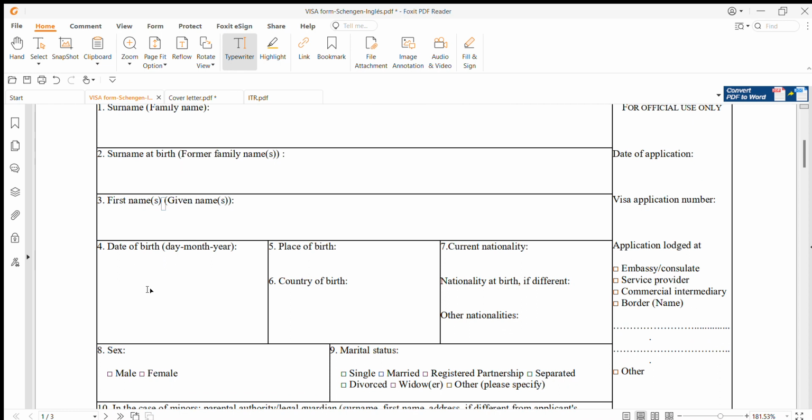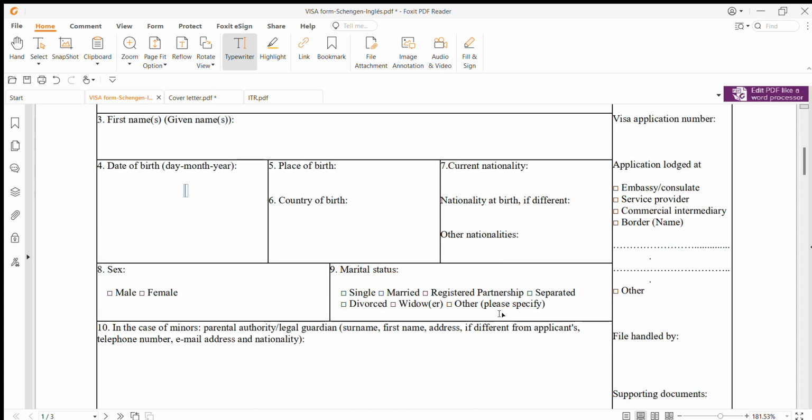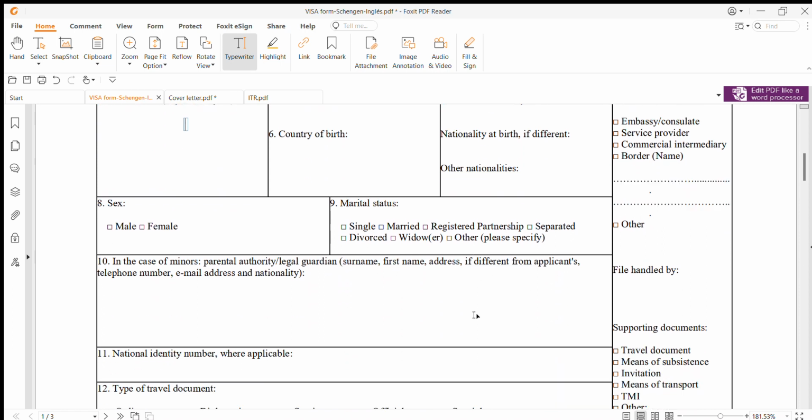So date of birth, of course, and then place of birth, country of birth, India. This is current nationality, of course India. And this, I did not belong to this category, nationality at birth, Indian since childhood, right? Okay, then here male, marital status single, of course. Next, you can choose whatever you belong to. Okay.